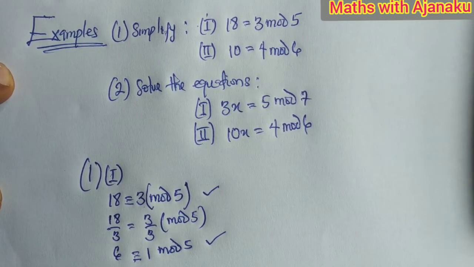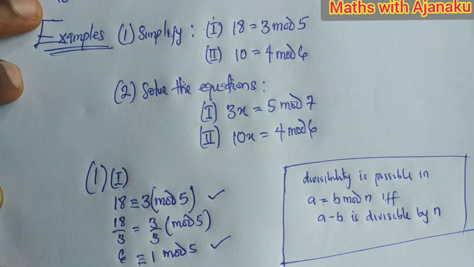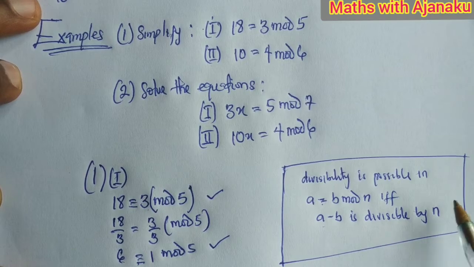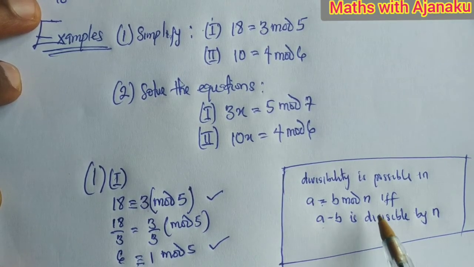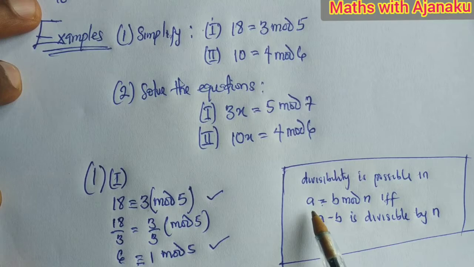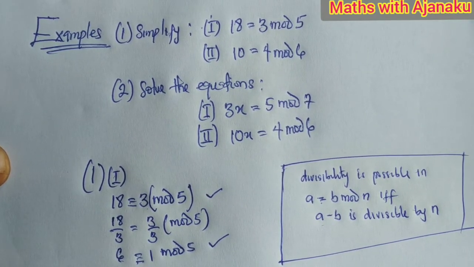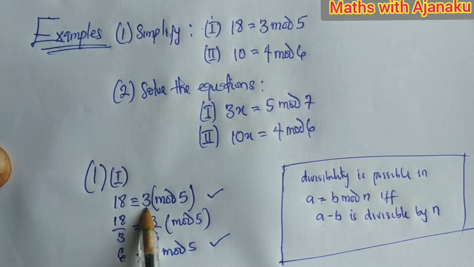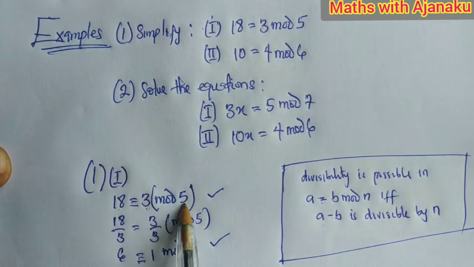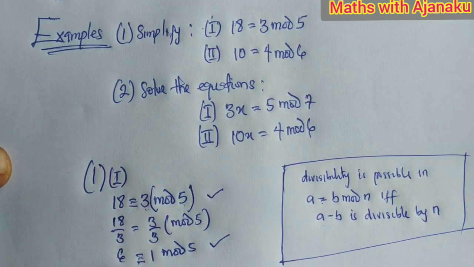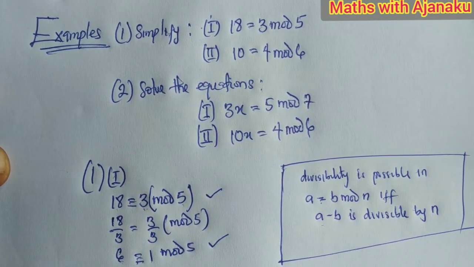It is also possible in a situation where we have this condition: A equal to B modulo n if and only if the difference between A and B is also divisible by n. With that, we can see that 18 minus 3 gives me 15, which is divisible by 5. Likewise, 6 minus 1 gives me 5, which is also divisible by 5. So that also holds. In fact, that's the main principle of division in the modular system.